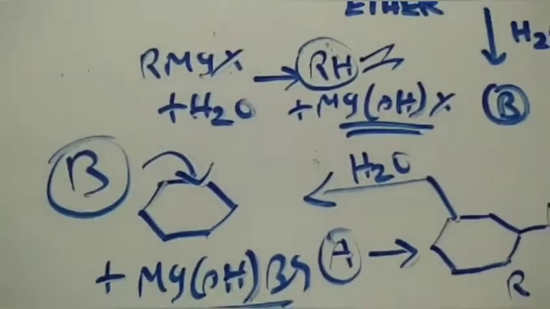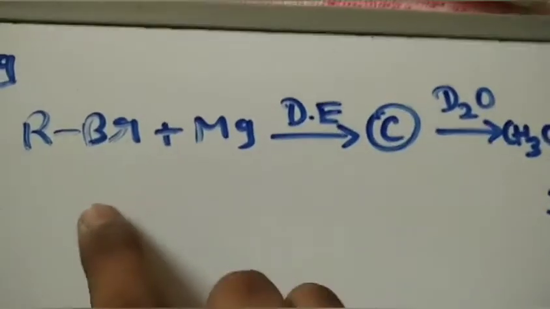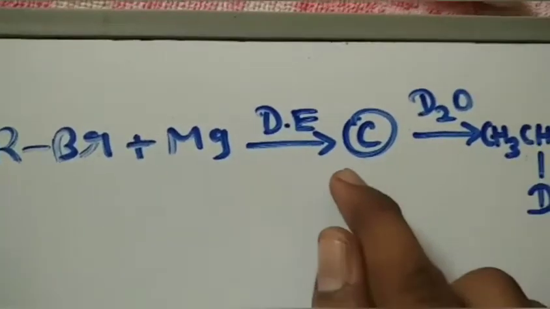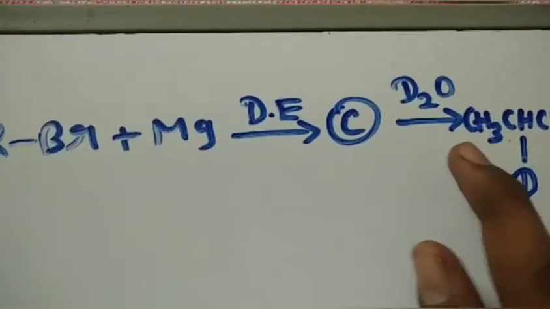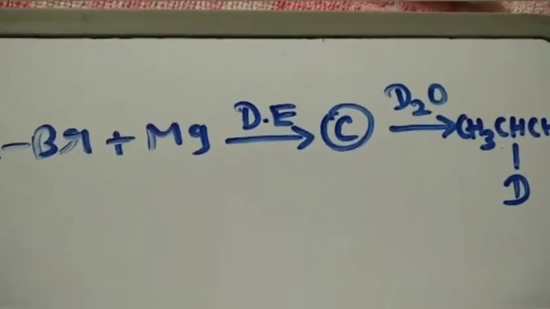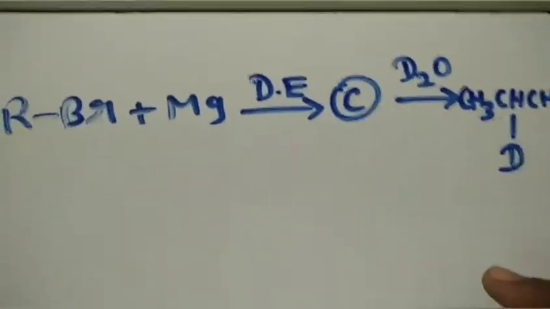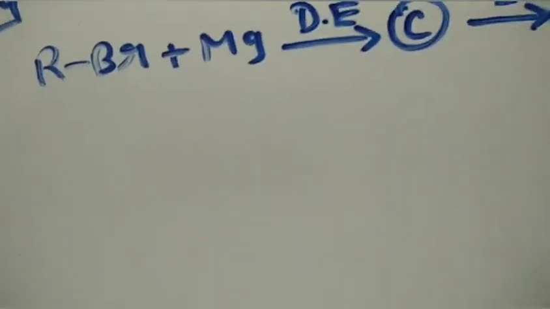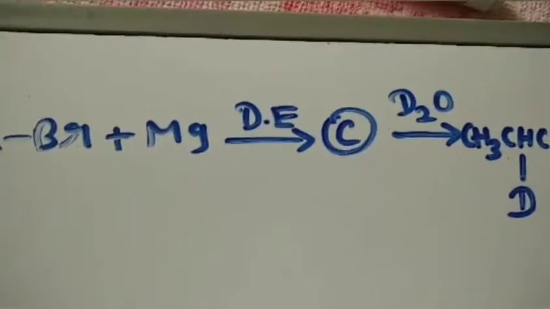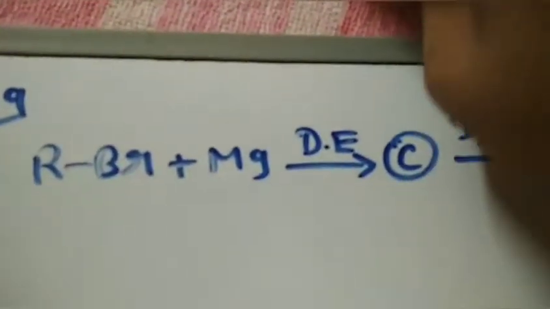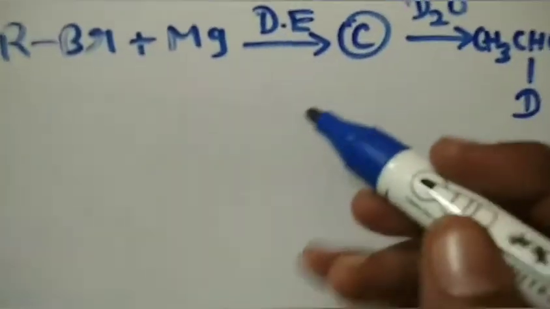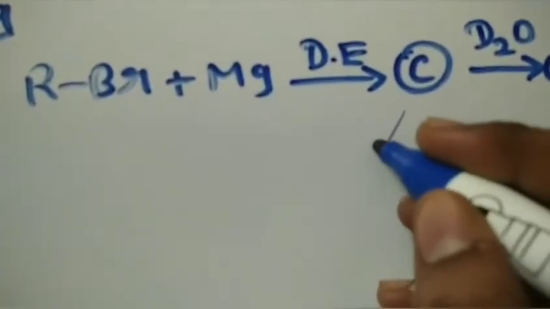The next is given, wait. The next set of reactions is this one, RBr plus Mg in dry ether, okay. This gives C, and when it reacts with D2O, D2O means heavy water, correct? Like H2O, D2O is giving this one. Now I'm going to show how to decode this. This is the general method. In this kind of reaction you have to come in reverse. Now RBr they've given and Mg they've given, so what will C be?